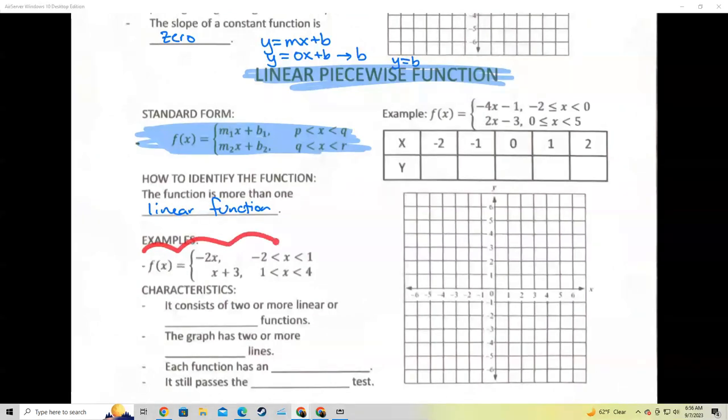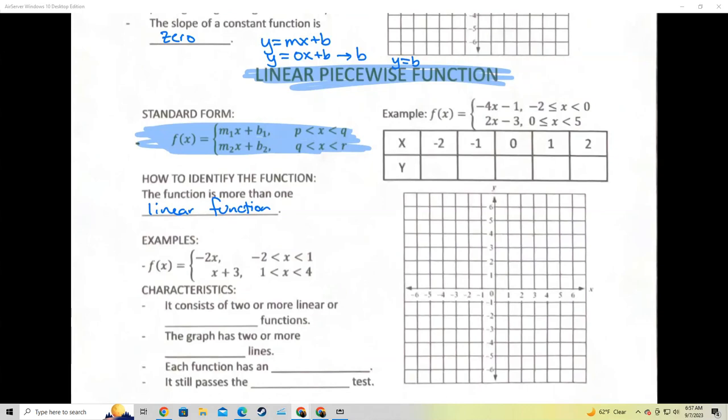So right here, they have an example of what that looks like. Notice that there's a piece on the top, piece on the bottom. That's how we know it's a piecewise function. This is going to tell us we are going to plug it into this equation whenever my x's are such that negative 2 is less than or equal to x and x is less than 0. So whenever my x's are between negative 2 and 0, I'm going to be using this top function, okay? And whenever my x's are between 0 and 5, I'm going to be using the bottom function.